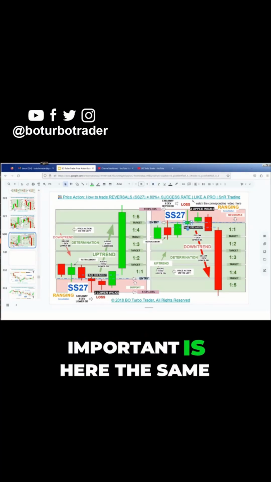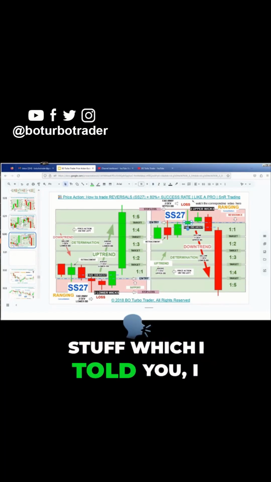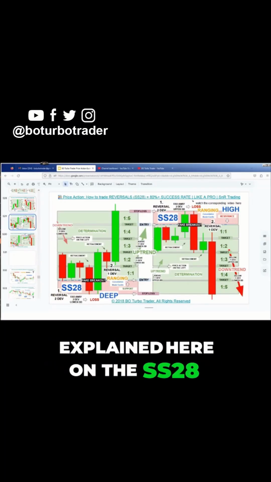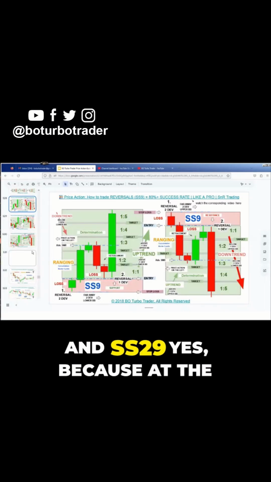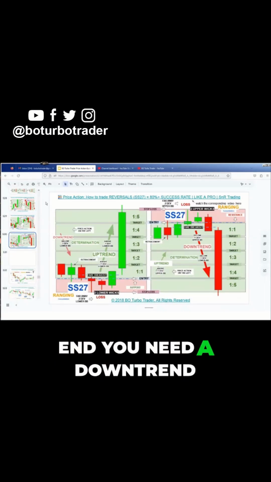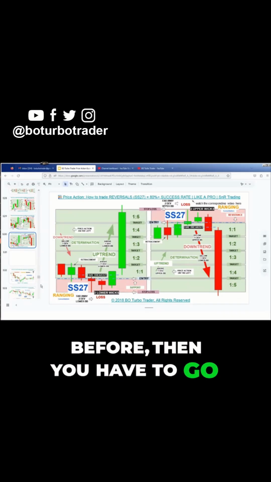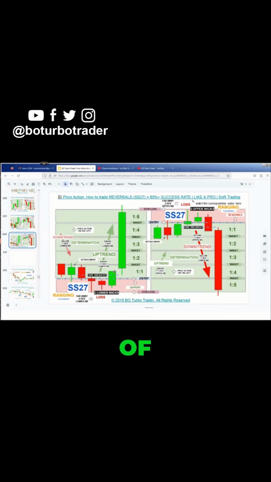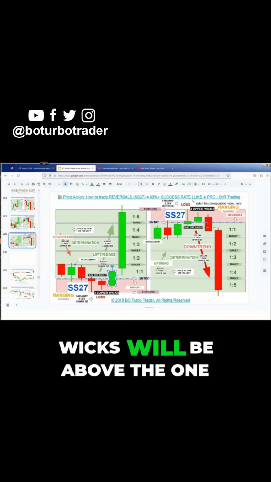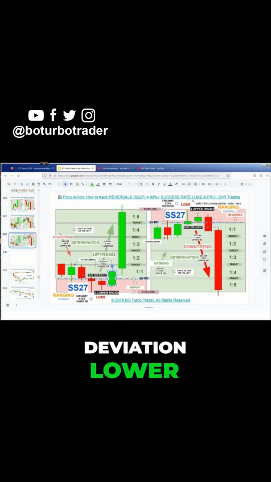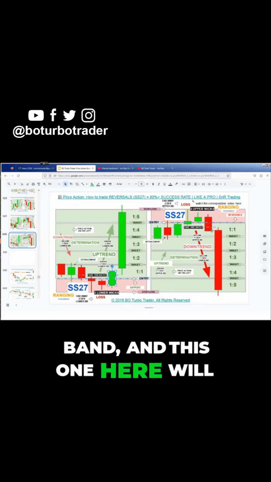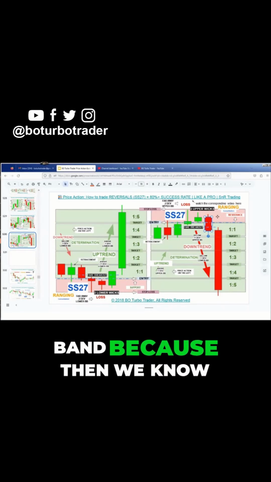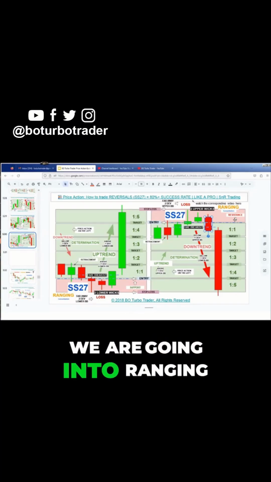Okay, important is here the same stuff which I told you. I will not repeat this. The same stuff which I have explained here on the SS28 and SS9. Yes, because at the end you need a downtrend before, then you have to go far away from the 2 deviation, and the best is obviously when this kind of candlestick of the 3 wicks, yes, will be above the 1 deviation lower Bollinger Band, and this one here will be, yes, below the 1 deviation upper Bollinger Band, because then we know we are going into ranging market.